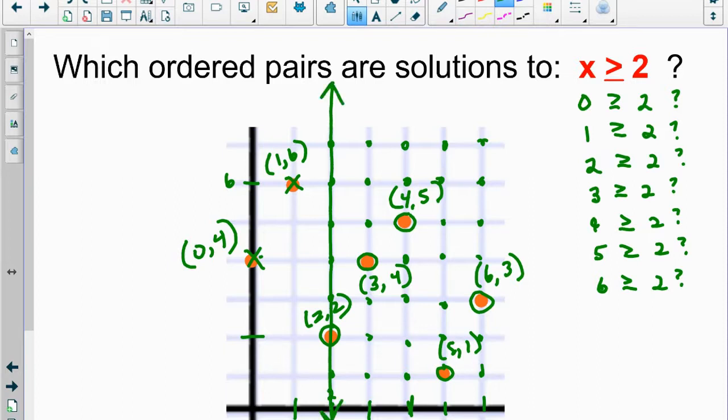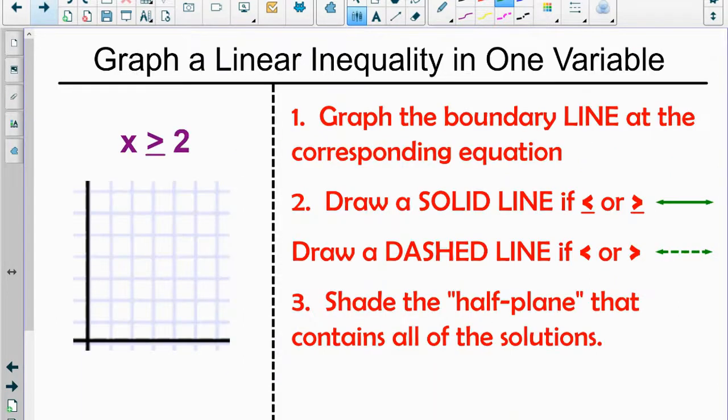Anything to the left is not a solution because those x-coordinates are less than 2. We would only include the ordered pairs in which your x-coordinate is greater than or equal to 2. So how do we graph this without testing every single ordered pair? There's a faster, easier way of doing this.